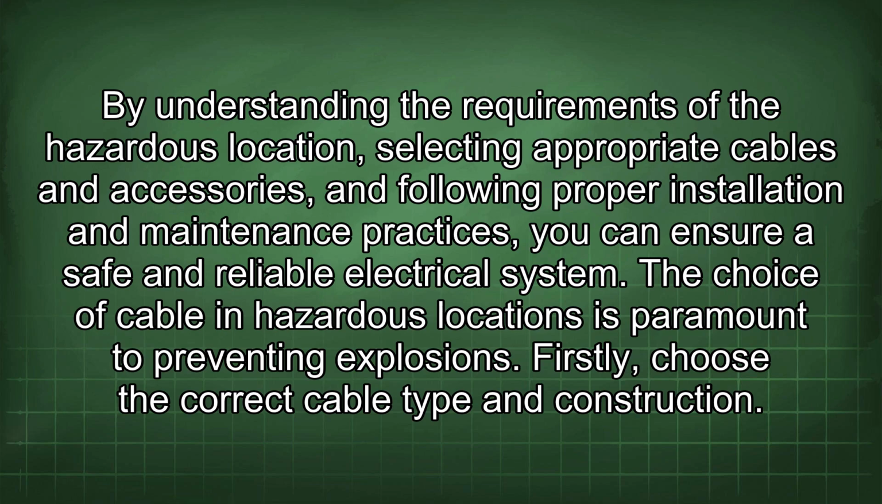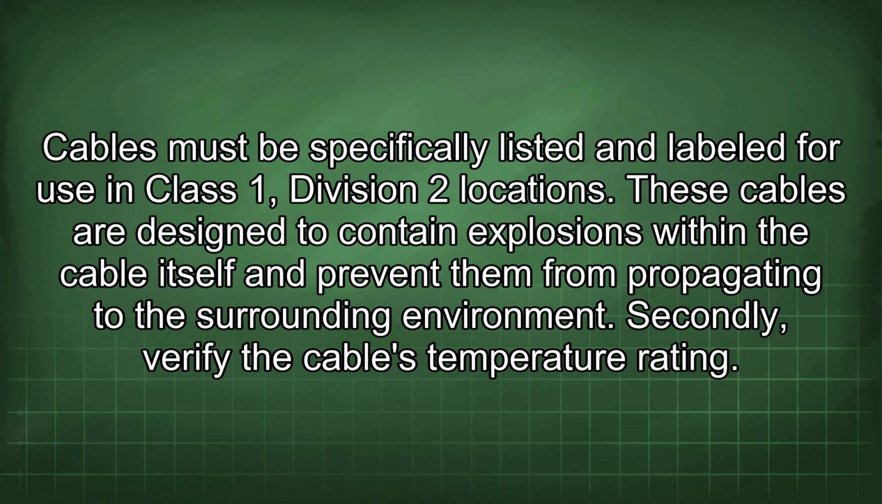The choice of cable in hazardous locations is paramount to preventing explosions. Firstly, choose the correct cable type and construction. Cables must be specifically listed and labeled for use in Class 1, Division 2 locations. These cables are designed to contain explosions within the cable itself and prevent them from propagating to the surrounding environment.